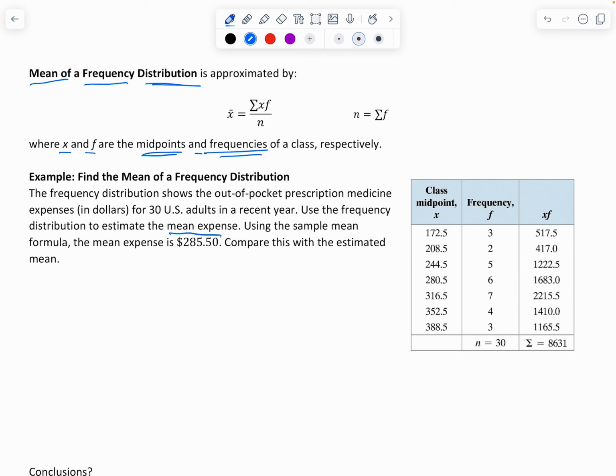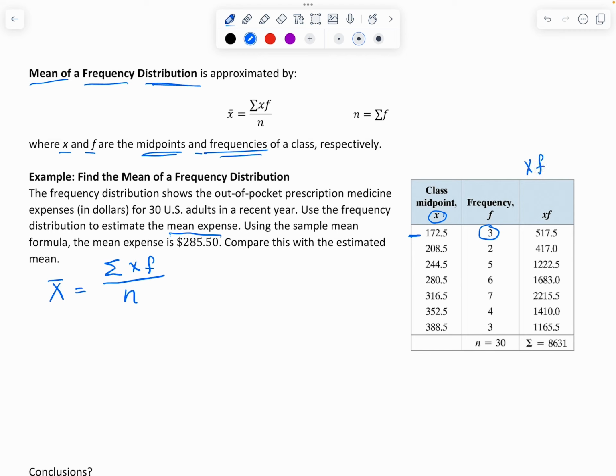Using the sample mean formula, the mean expense is $285.50. Compare this with the estimated mean. So what that means is we're going to find x bar, and we're going to use the formula sum of x f divided by n. And so here's the work done for you. Here is the midpoint. Remember, we have to use the midpoint. That's your x value. The frequency is how often it occurs.